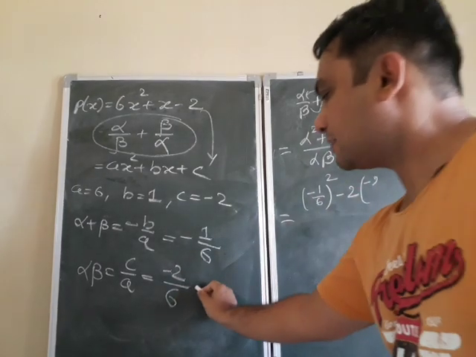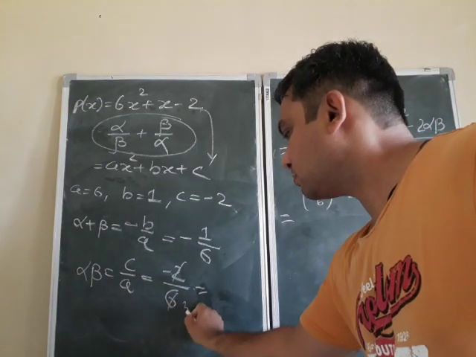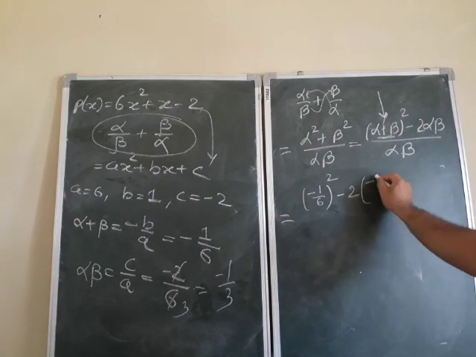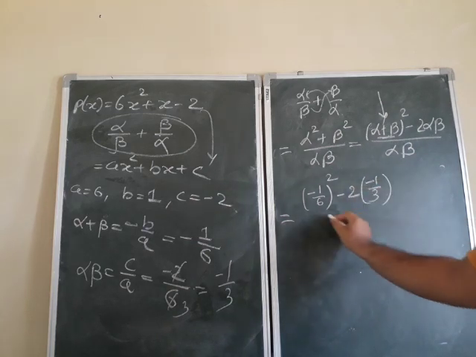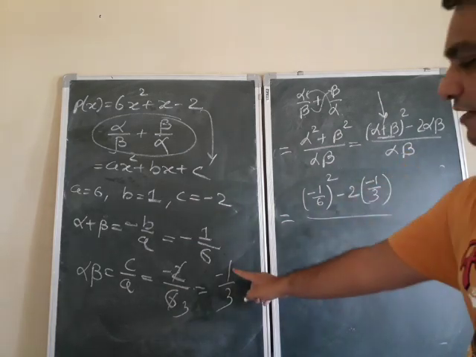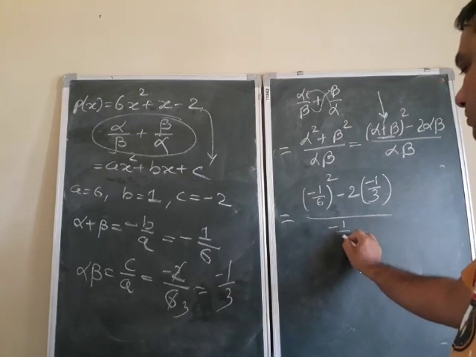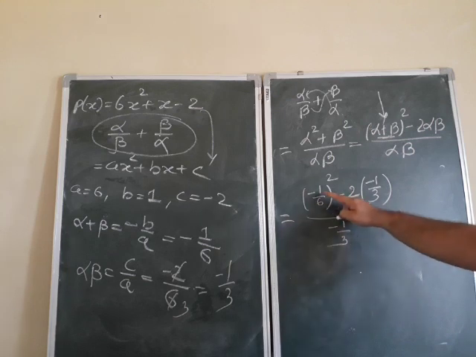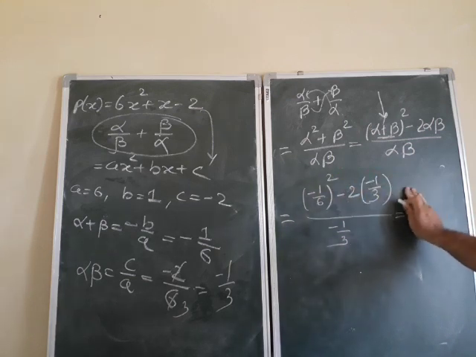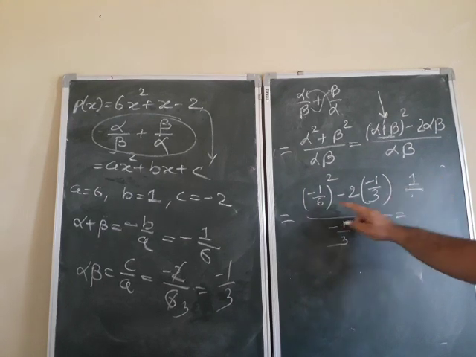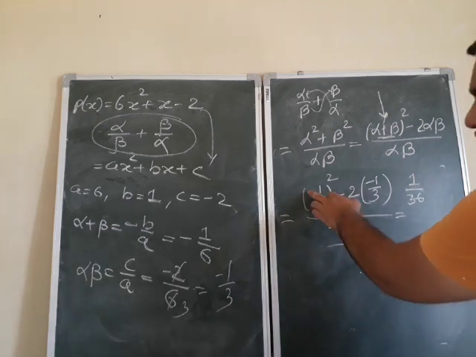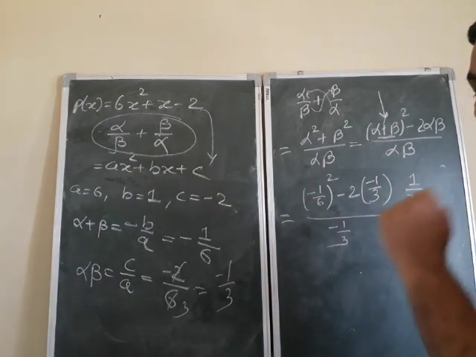Let's cancel this. 2 3s are, so minus 1 by 3. So this is minus 1 by 3 upon alpha into beta. Let's solve this: it is equal to minus 1 square, that is 1, and 6 square, 36. Minus and minus becomes plus, clear?